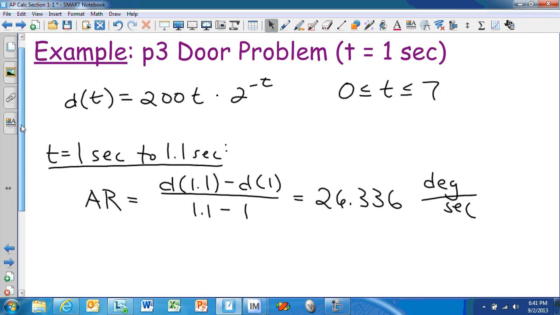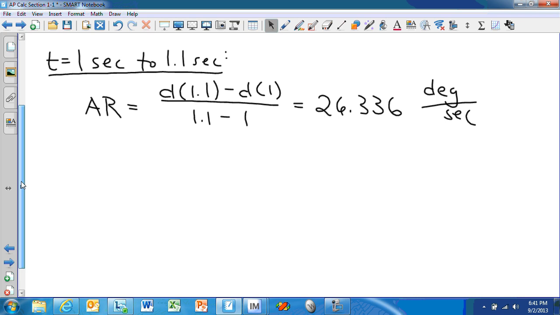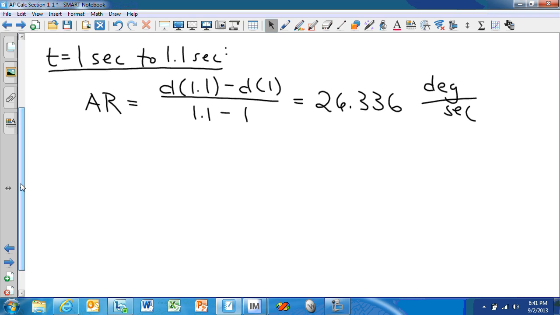I'd like to make that approximation even better. We'll find out that actually 0.1 seconds is a pretty big interval for most functions that we consider. So let's make this time interval even smaller. So t equals 1 second to 1.01 seconds. And that's kind of what we're going to do here. Zoom in by a factor of 10 in essence on that interval and make it smaller and smaller and smaller.